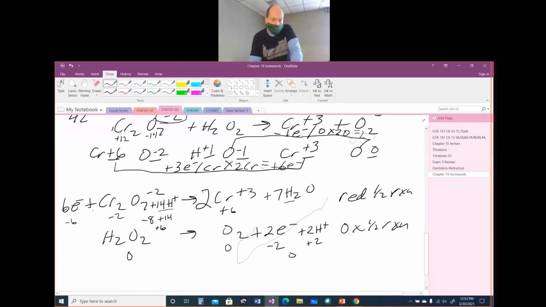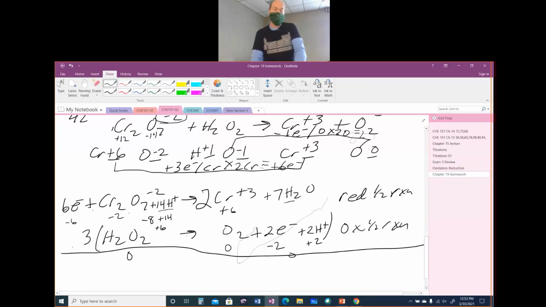Now we add up the 2 half reactions. Make sure that your electrons gained equal electrons lost. We have 6 electrons gained. We only have 2 electrons lost. And so we have to multiply our oxidation half reaction by 3 in order to lose 6 electrons as well as gain our 6 electrons. So we have a 3 there, we're going to have a 3 here, we're going to have 6 electrons here, and we're going to have 6 H plus there.